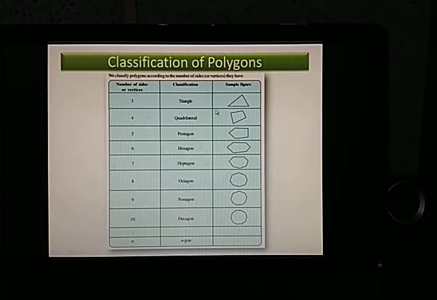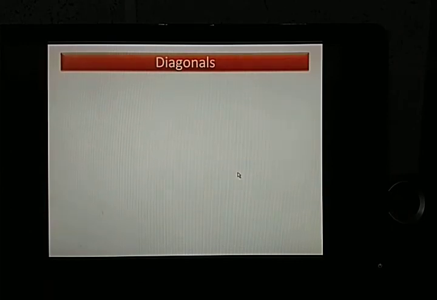So at least it should have 3. That is, the least one is the triangle, which is the smallest polygon, you can say, and it goes infinitely up to n number of sides. So this is clear. Now next, what are diagonals?